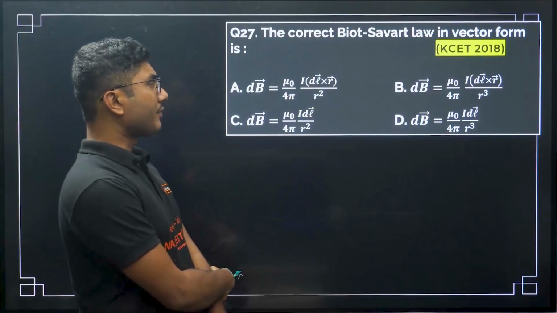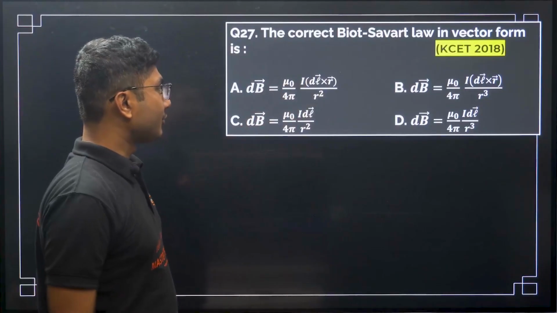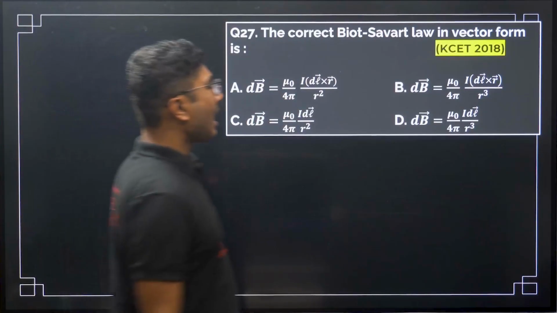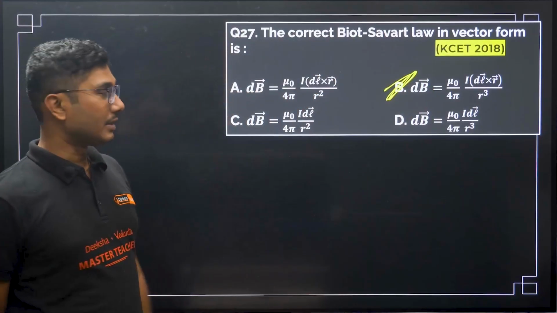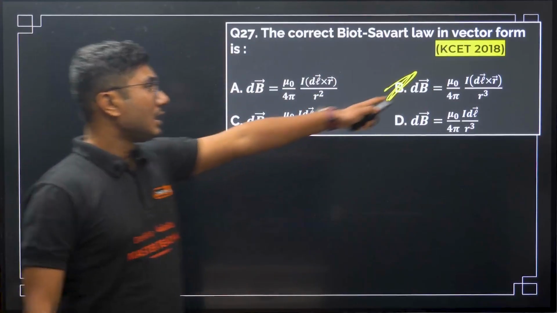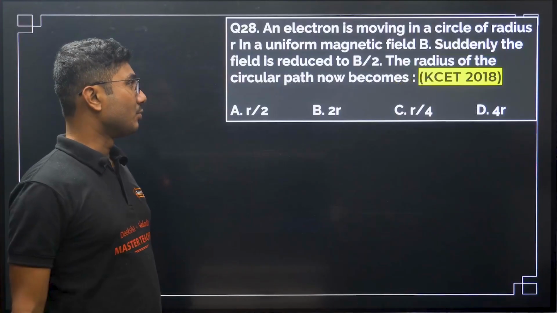The correct Biot-Savart's law in vector form is, so this is again a repeated question. It is I dl cross R, divided by R cube, because you are writing it in vector form. So I dl cross R divided by R cube.